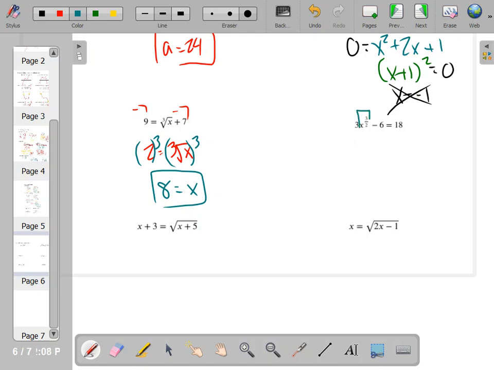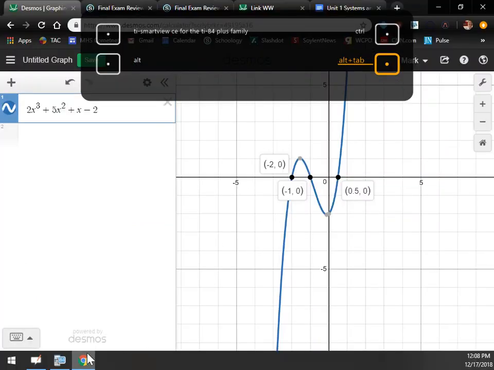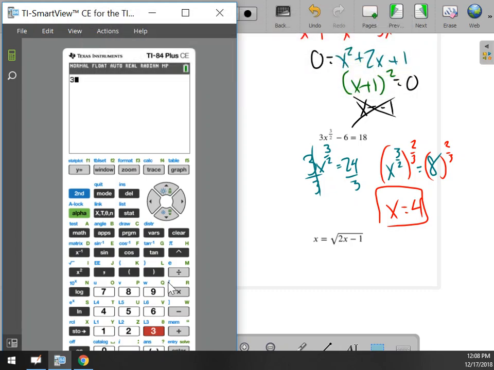Cool. Isolate the exponent: 3x to the 3 halves. Add 6 to both sides. Divide by 3. Now, to undo a 3 halves power, you need to take the reciprocal power of both sides, so 2/3. The cube root of 8 is 2, and if you square 2, you get 4, so x equals 4. I'm going to plug that in my calculator and we'll see if it comes out right. So 3 times 4 to the 3 halves minus 6. I should get 18. I got 18. Cool. I know I did it right.